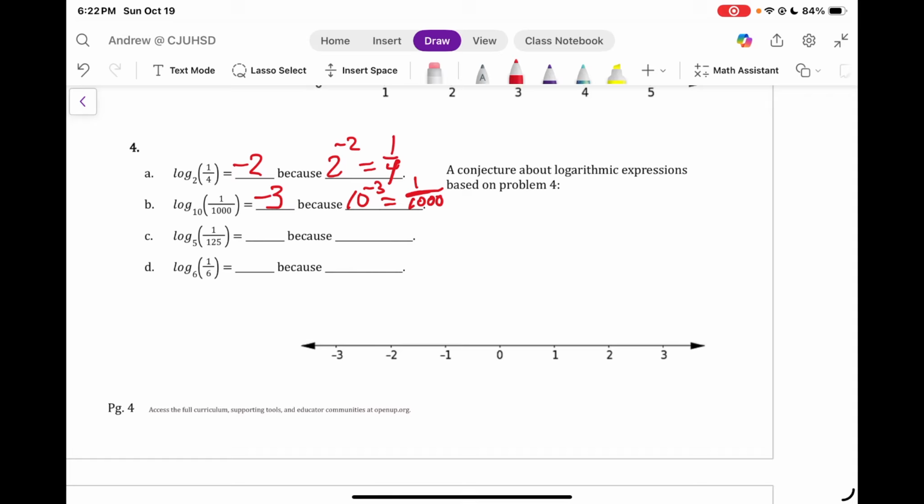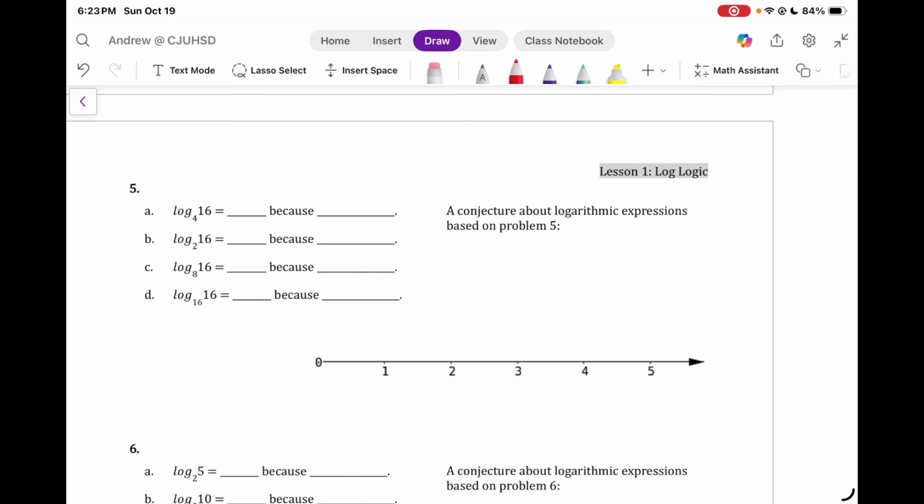5 to the third is 125. So this is negative 3 again, because 5 to the negative 3 is 1/125th. And finally, 6 to the negative 1, because 6 to the negative 1 equals 1/6. So 3 of these 4 are going to be pretty easy, and one of them is going to be tricky. So 4 to the second is 16. 2 to the fourth is 16.